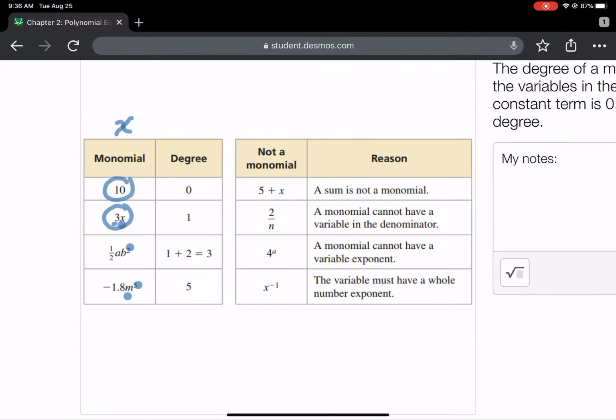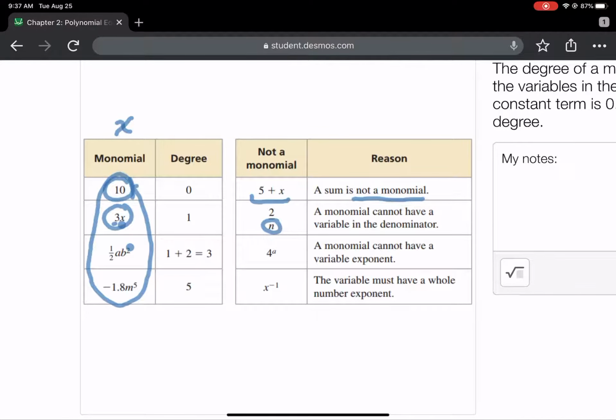These are examples of not monomials over here. If it has a plus sign, if it has a sum or a subtraction, then that is not a monomial. Monomials don't have any signs in between them. So it's basically a single term. A monomial cannot have a variable in the denominator. So in the bottom can't be a letter.